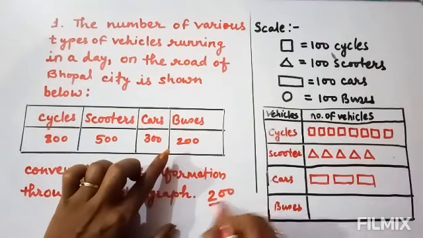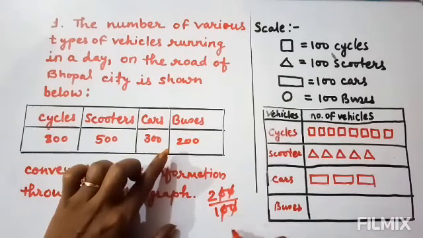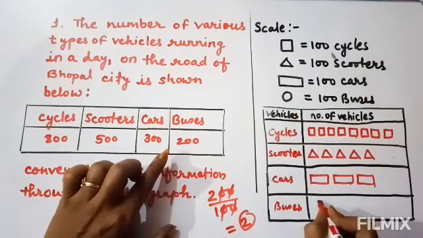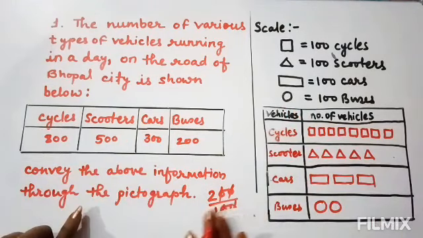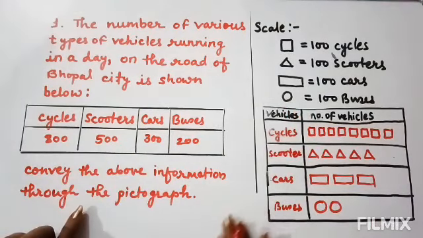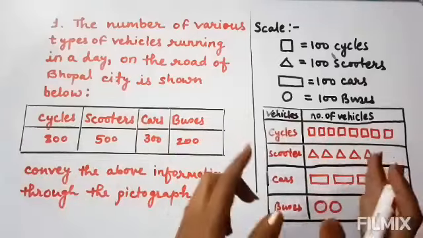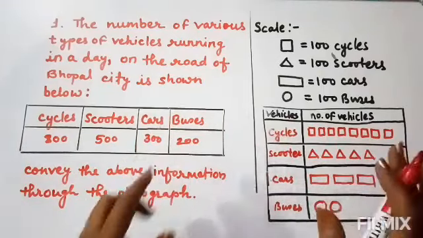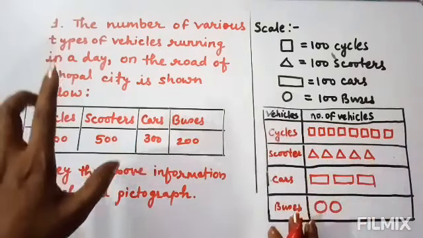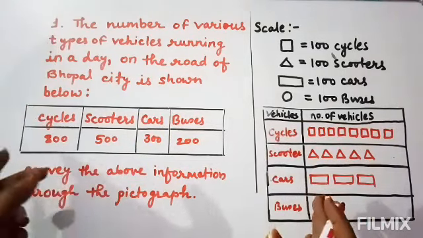Understand? Now the last one is buses. 200 buses are running in a day and the scale we have chosen is 100. 0 will divide by 0 and the answer is 2. How many circles do we need to draw here? 1 and 2. This is our pictograph. Representing this information like this is called a pictograph. This is the pictograph for this information. Understand?